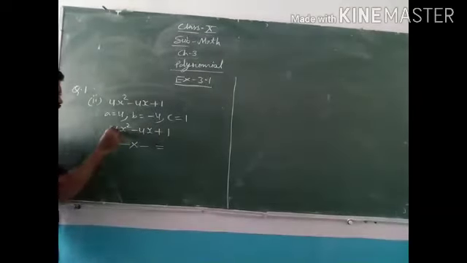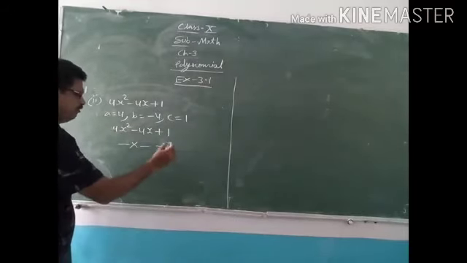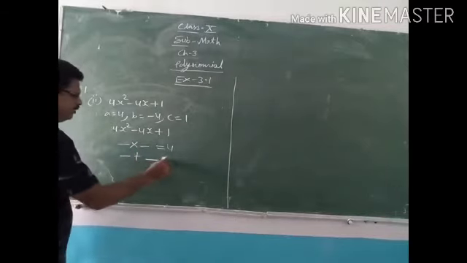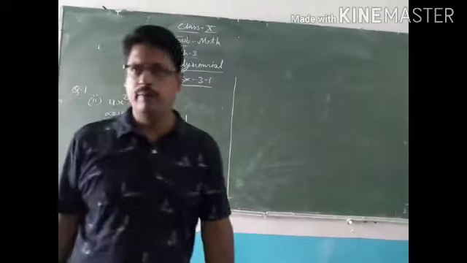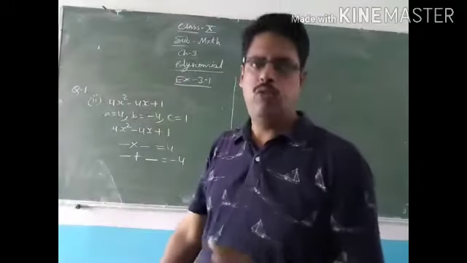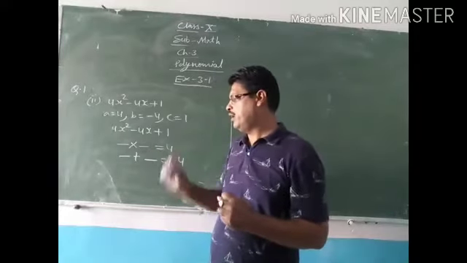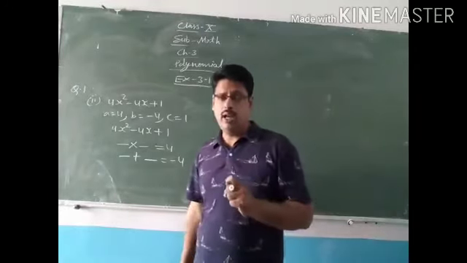Then what should come? A into c. AC means 4 into 1. That means 4. And if we add these both same number, then it should come -4. So look at here, two numbers such that if we multiply them 4 comes and if we add them -4 comes.